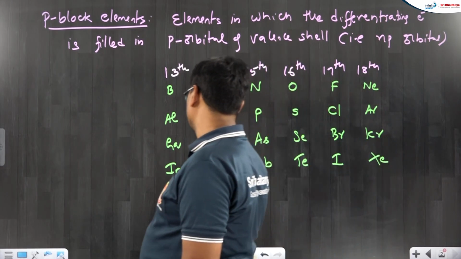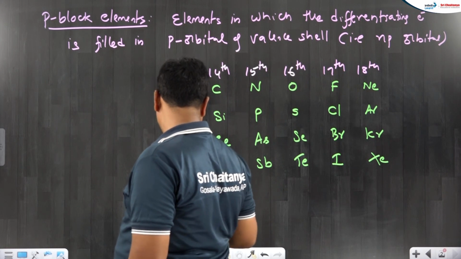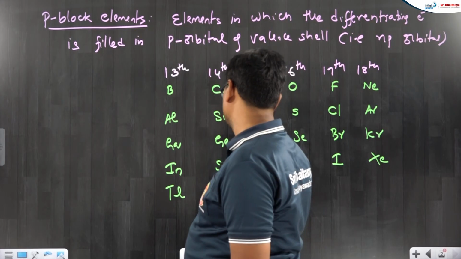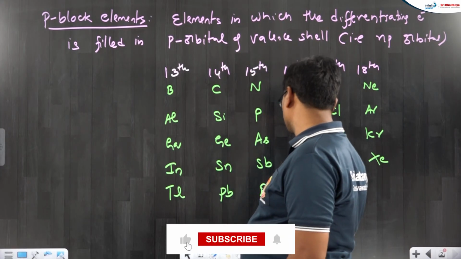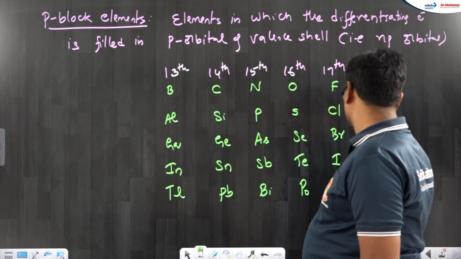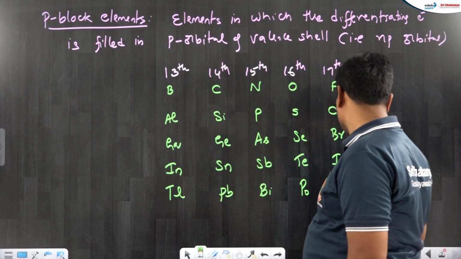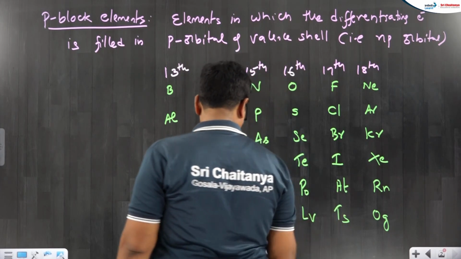And then here we will get thallium, and then here we will get lead after tin, and then we will get bismuth, and then polonium, and then astatine, and then here we will get radon. The last series is very important.